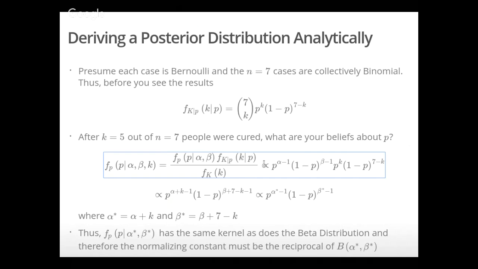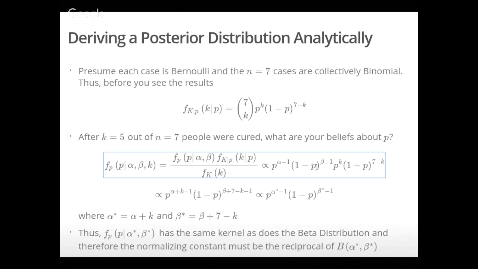So we can write that, again dropping constants which don't depend on P. We're left with the proportional thing. This first part here, the two terms to the left, come from the beta PDF. So P raised to the power alpha minus 1, 1 minus P raised to the power beta minus 1. And then these last two terms here come from the binomial PMF for K, which is P raised to the power of K times 1 minus P raised to the power 7 minus K, in this case, because I had 7 people in my study.